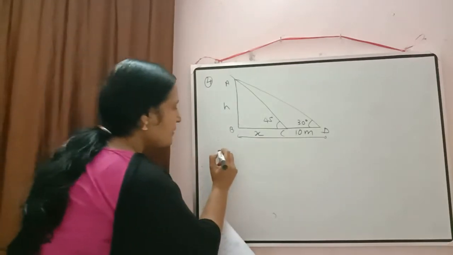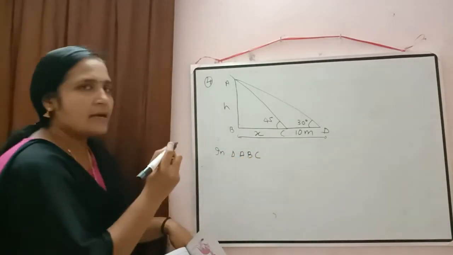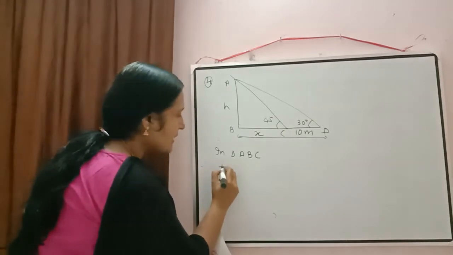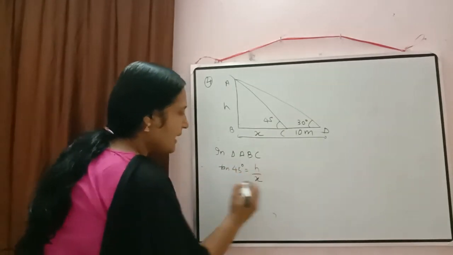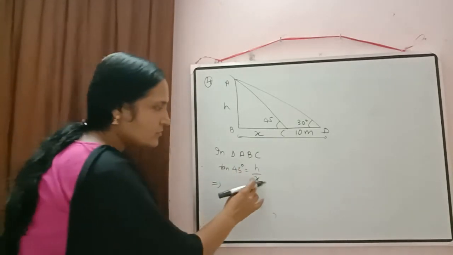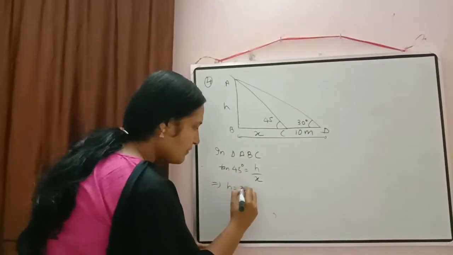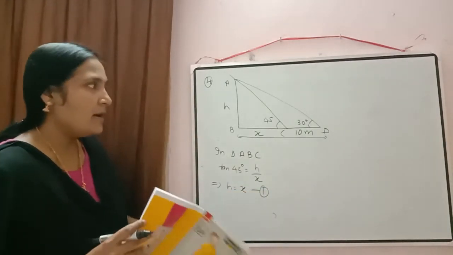Now first what we will do, we will take the triangle ABC. In triangle ABC what will come? We will get tan 45 degree is equal to h by x. And what is tan 45 degree? 1. So we can shift this x here, then what we will get? h is equal to x. Make it equation number 1.